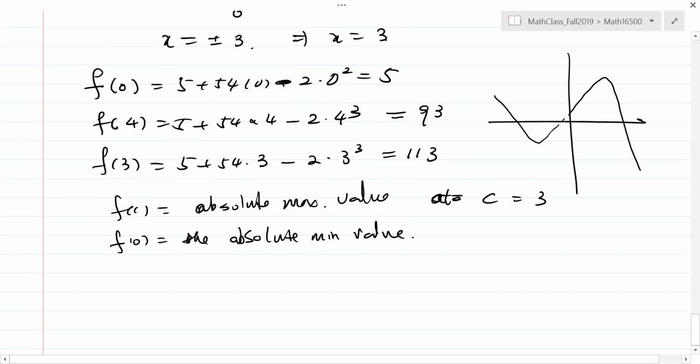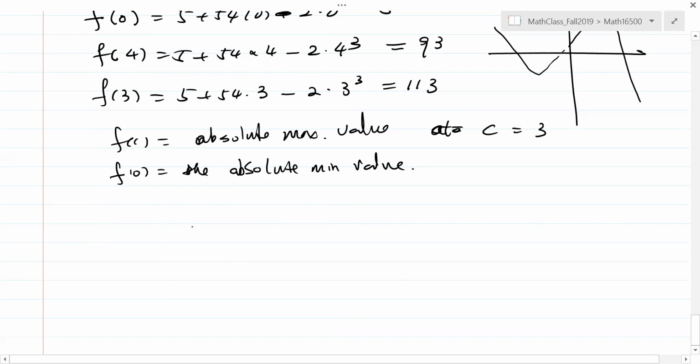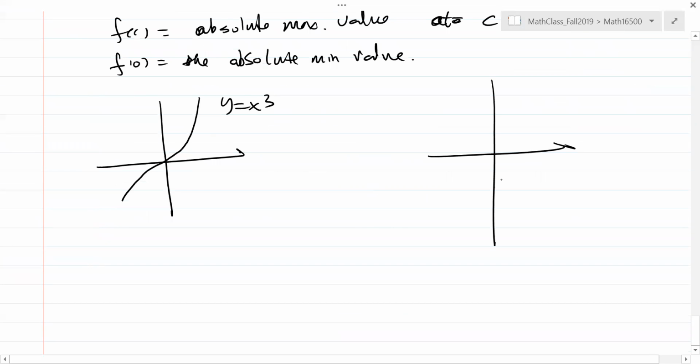I think we should learn a little bit about graphing before we continue, so we can tell how many critical numbers there are and whether the function has a local maximum or local minimum value. Okay, we have two typical graphs. This is y equals x cubed, right? Another one is y equals negative x cubed.